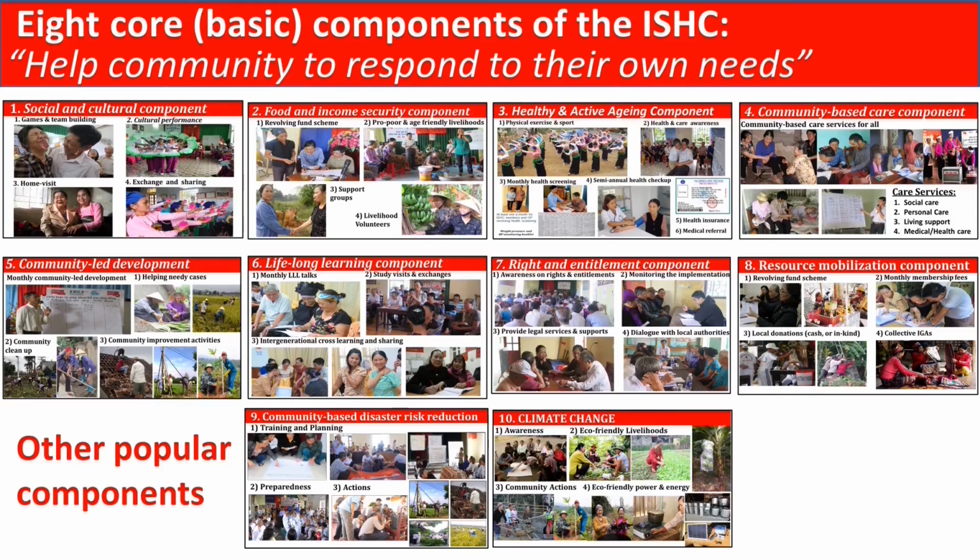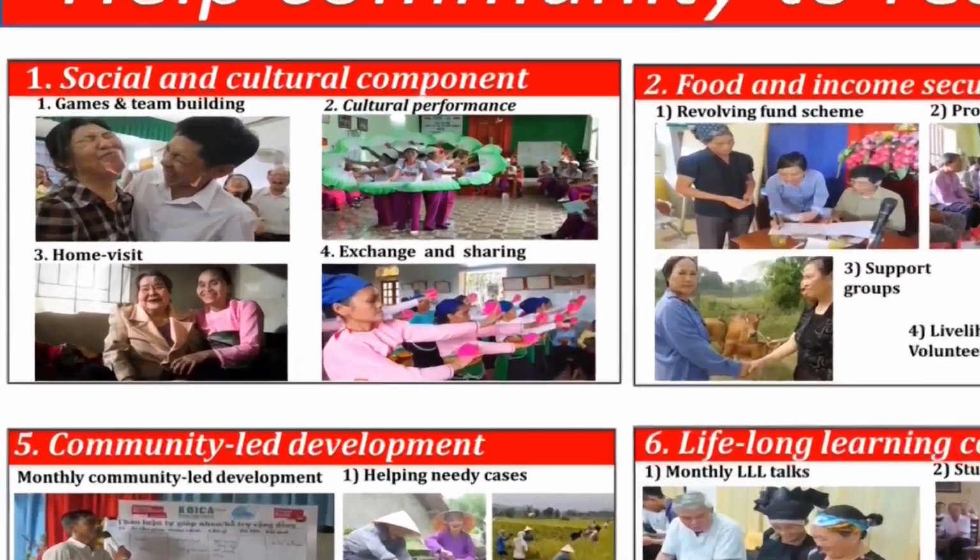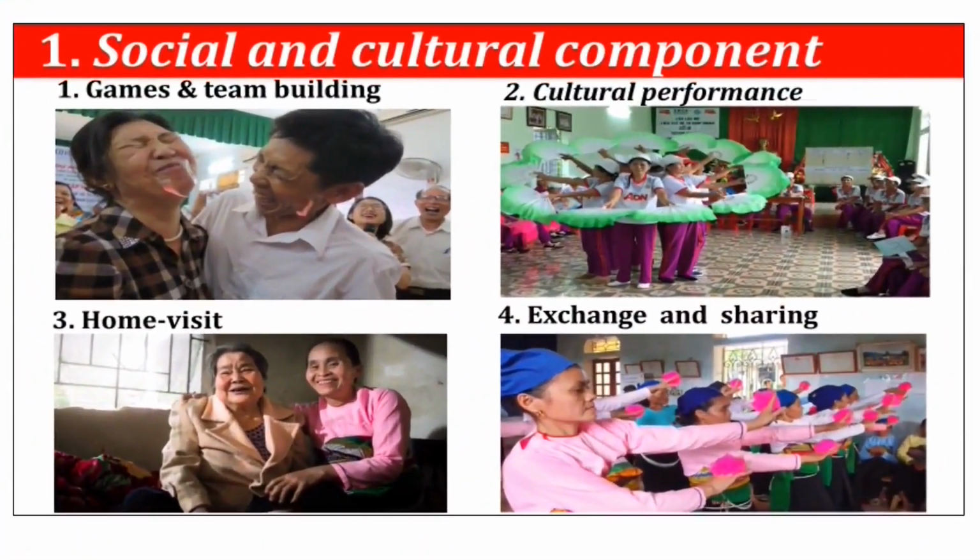A typical advanced OPA has at least 8 core components or main activity groupings, which are based on the top needs of its members and communities. Component 1 is the social and cultural component.